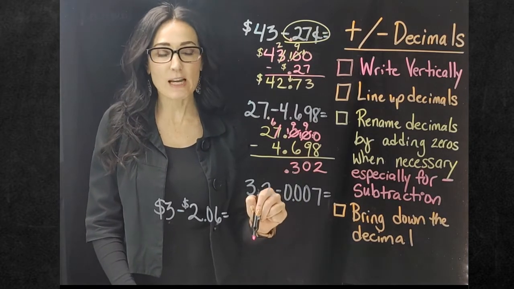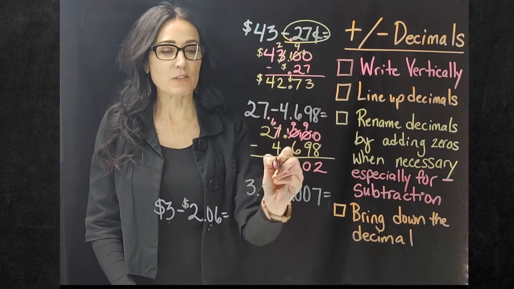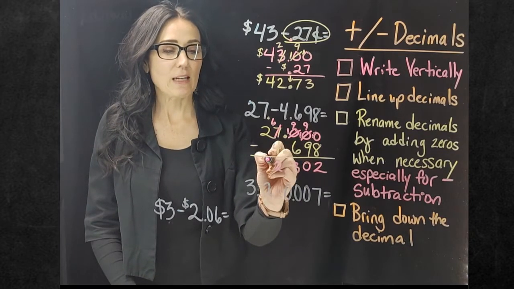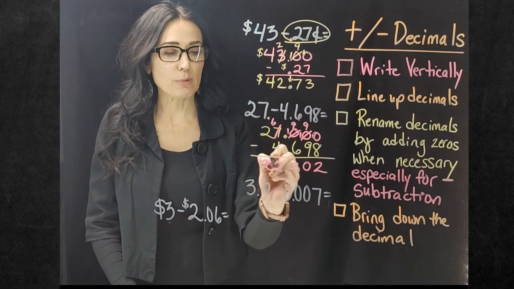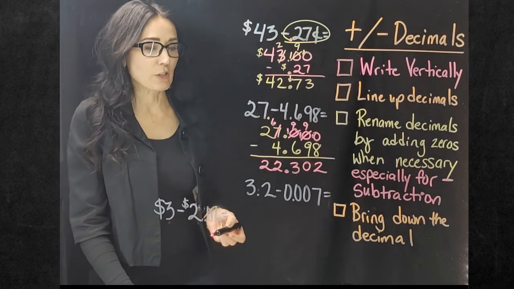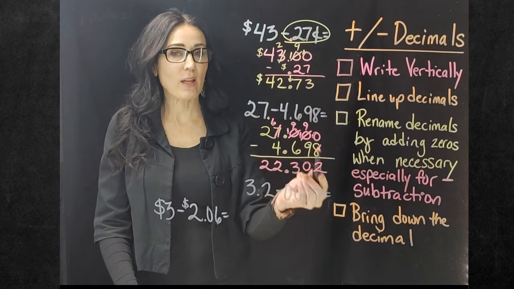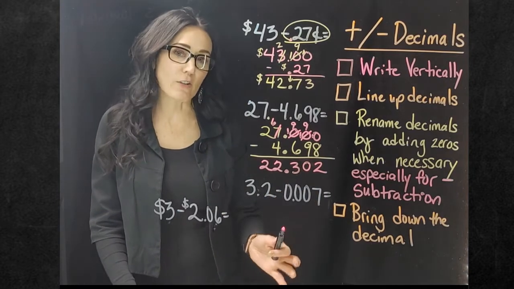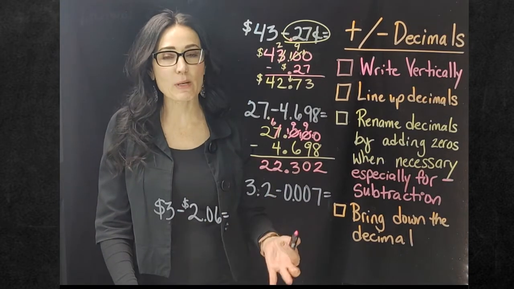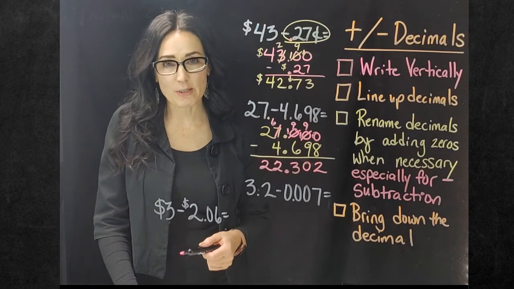We're bringing it straight down. And then 6 minus 4 is 2. And then 20 minus nothing is still going to be 20. So our final answer here is going to be 22 and 302 thousandths. All right, if you think you've got it, you can pause the video and get going. But we're going to do a couple more just for some extra practice.